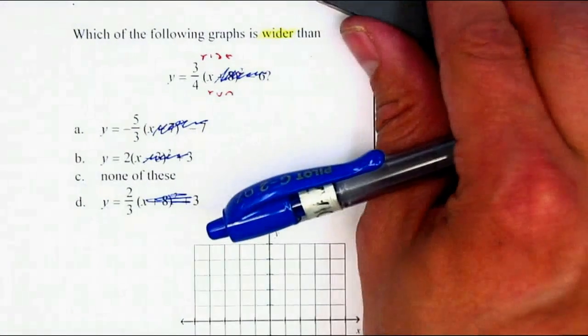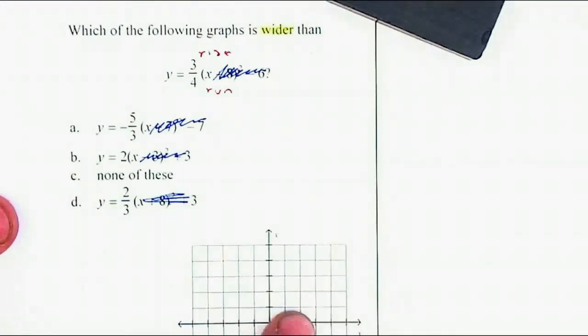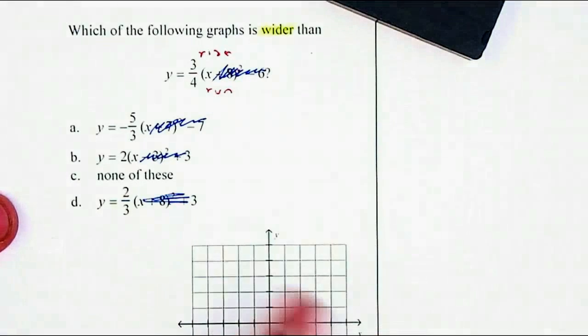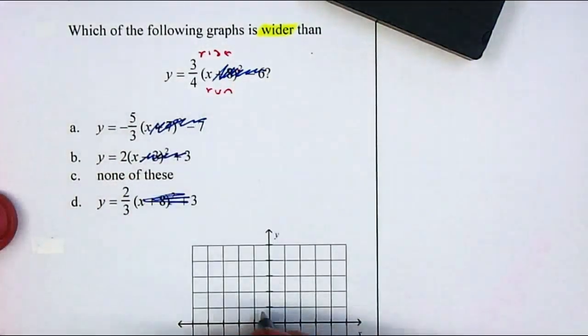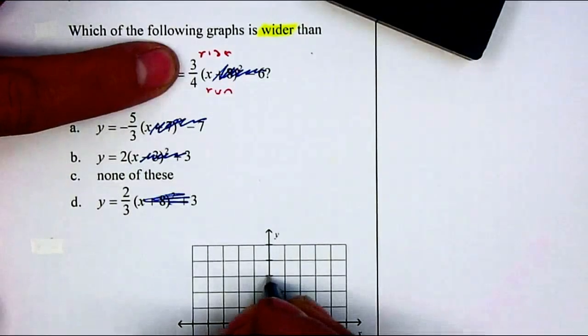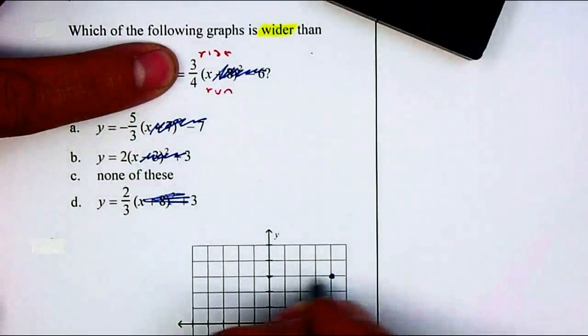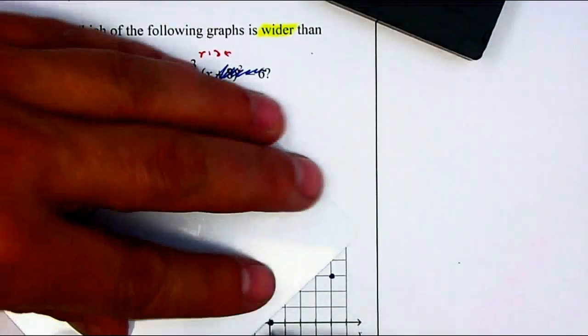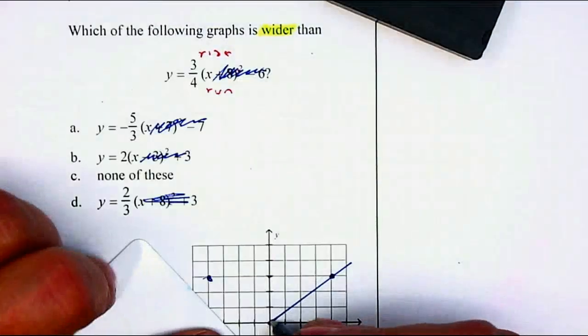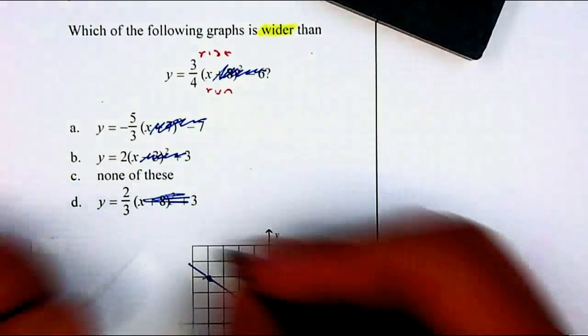So I'm going to use the graph that's right here, or you can use the graph that's over on the left-hand side for number 13. Let's see. For the first one, I'm going to assume that the vertex is 0, 0. I'm going to go up 3 and to the right 4 and to the left 4. That'll be my original graph, and I'll do it in blue. I'm looking for one that's wider.